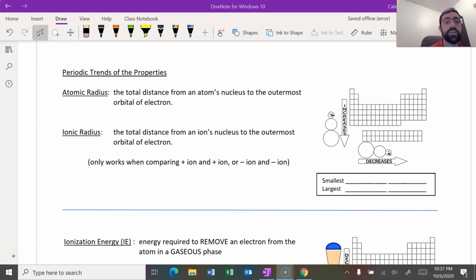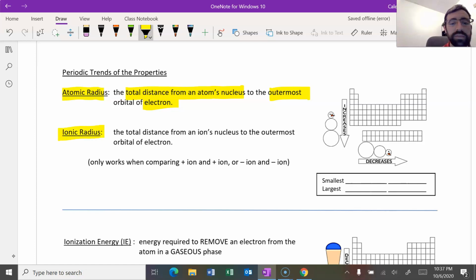All right, this is Periodic Trends Part 2. We are continuing what we've been talking about, but we're going to talk specifically about the different types of periodic trends, starting out with atomic radius and the definition of it. It's the total distance from an atom's nucleus to the outermost electron, the outermost orbital of electrons. The ionic radius is almost the same thing, but instead of talking about the total distance from an atom's nucleus, we're talking about an ion.